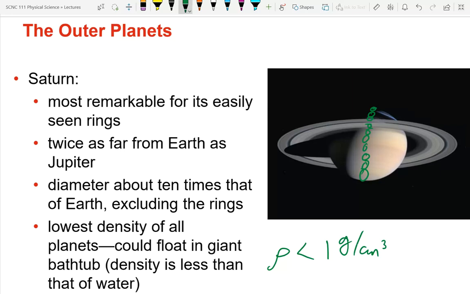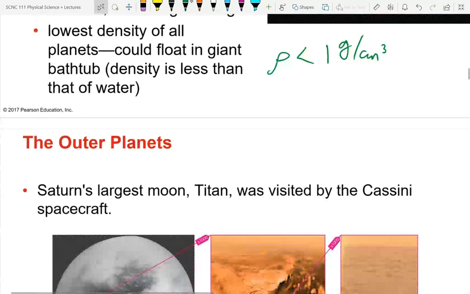It's very low density. Another thing that's kind of cool about it, because of all of the mass in its rings, it's the most oblate of all of the planets. That is, it's got the widest equator compared to its height. So it's the least spherical in shape.